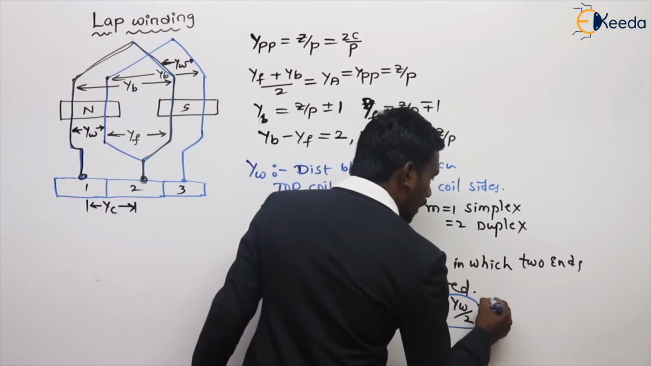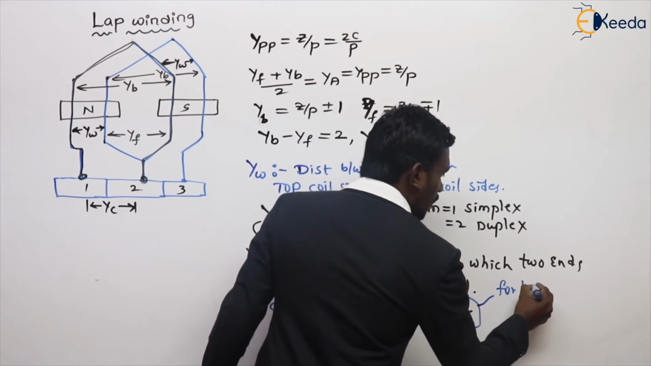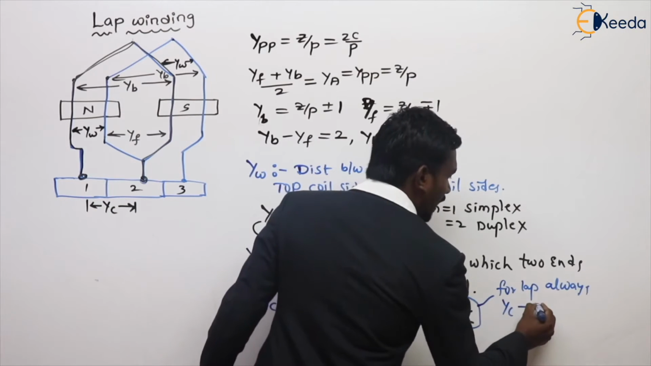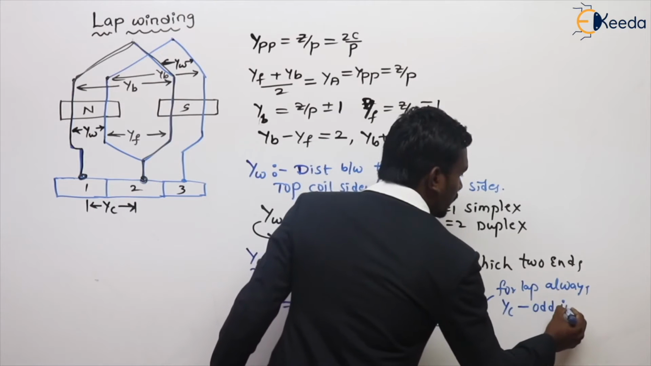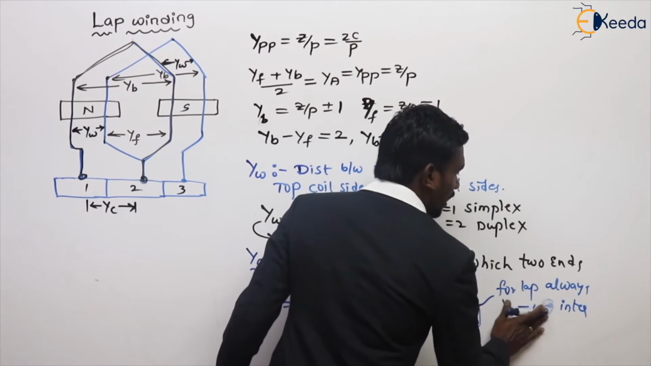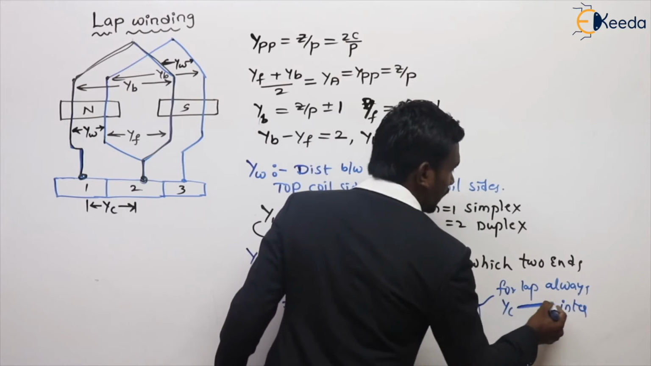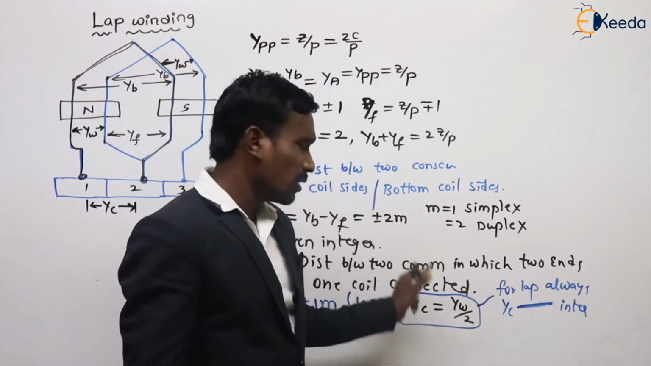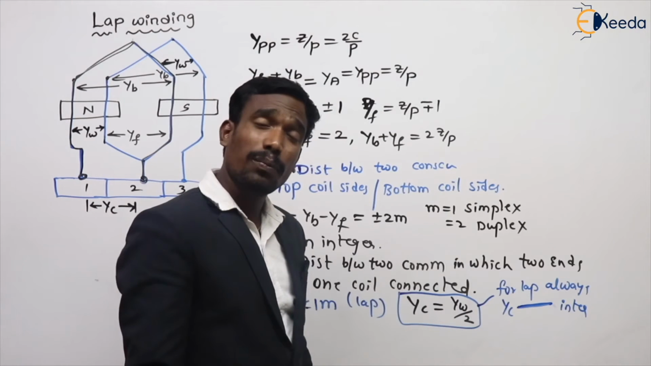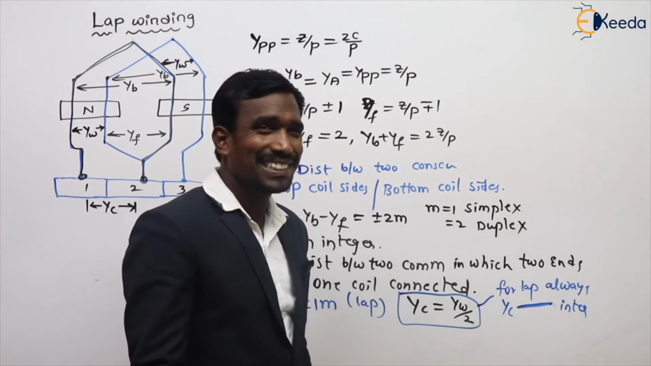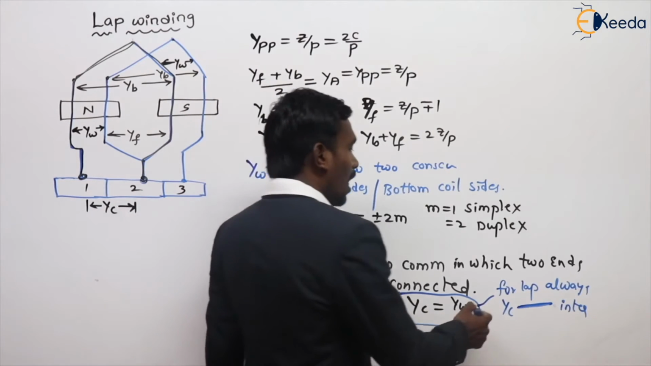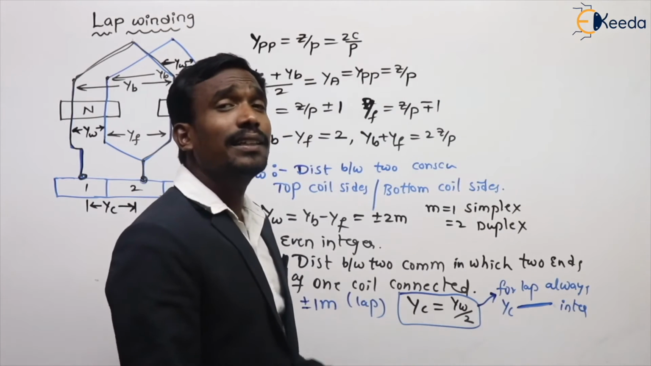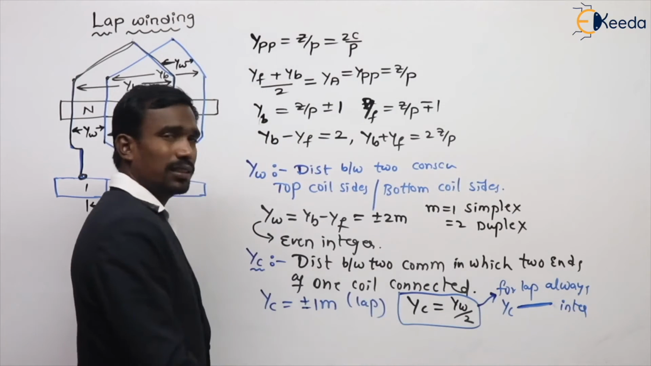And for lap winding, YC is always an integer. No, it may not be odd. It must and should be an integer. Because if the winding pitch is 4, what is the commutator pitch? 4 by 2 is 2. It is not odd, right? So that's why, always for lap winding, the commutator pitch is an integer. You should remember this point.